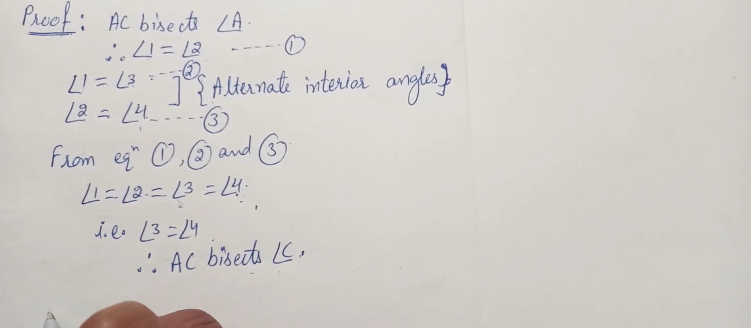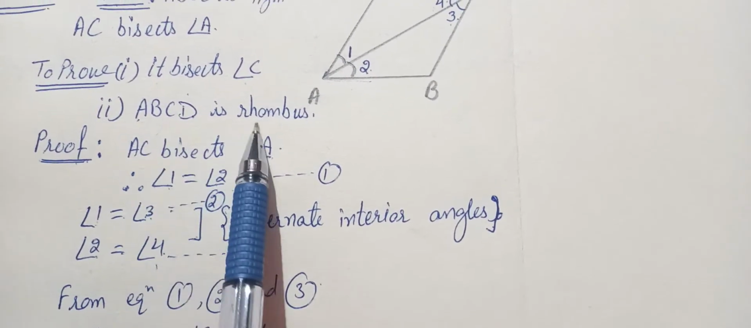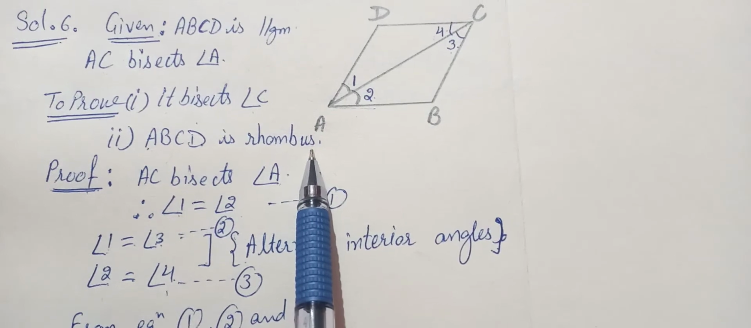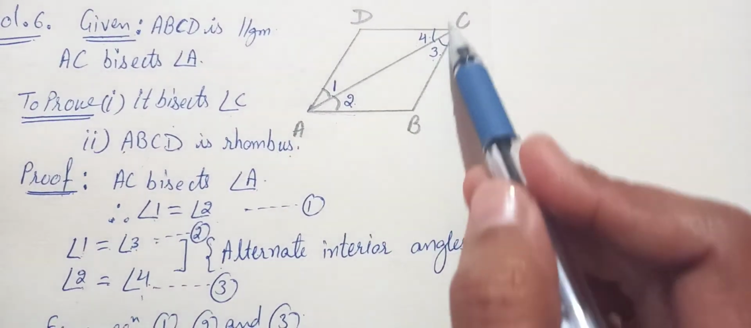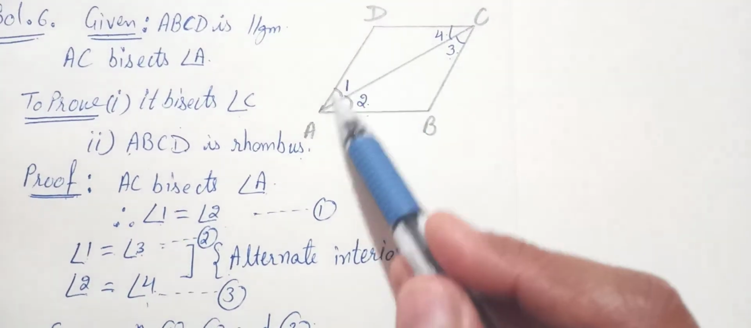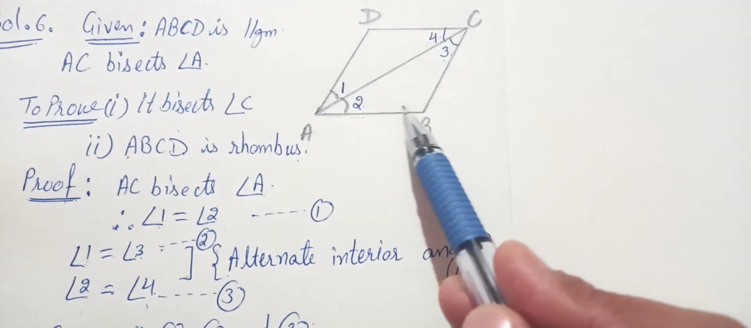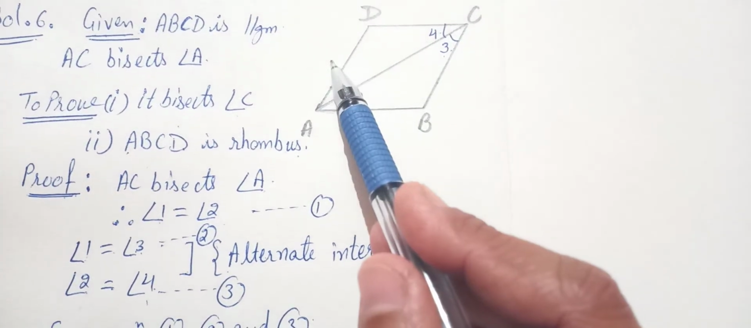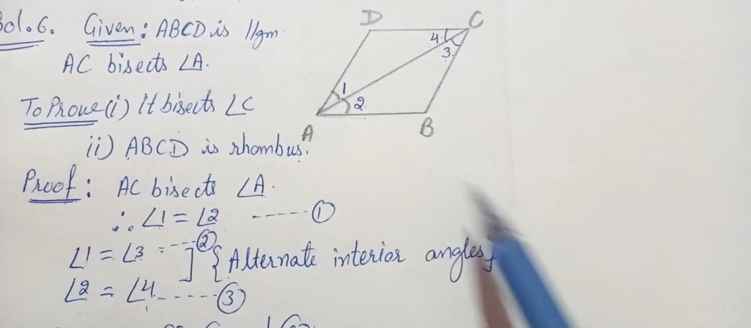Now we have to go for the second thing. The second thing that we have to prove is ABCD is a rhombus. Now what is a rhombus? For rhombus, we have to prove that all its sides are equal. Okay, it is a parallelogram, its opposite sides are equal, but for rhombus we have to prove its adjacent sides are also equal, because in a rhombus all the sides are equal.